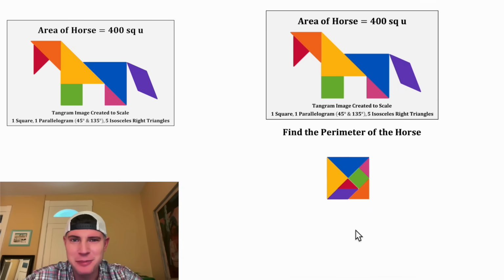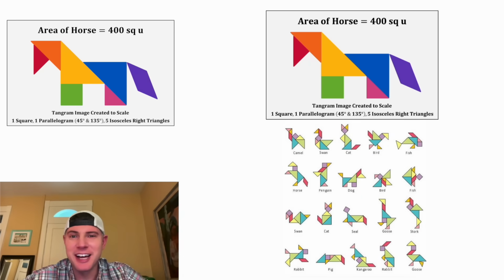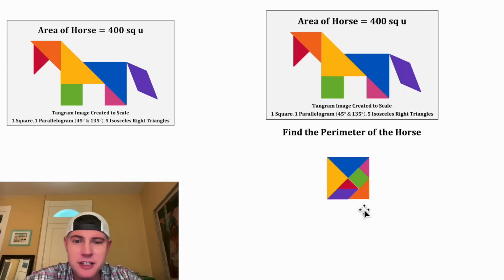That's what a tangram image is. And it's cool. You can make a lot of different animals with these shapes. And here's some examples of some other animals you can make. So since we know all of these form a square with an area of 400 square units, that means each side of this is going to be 20 units.